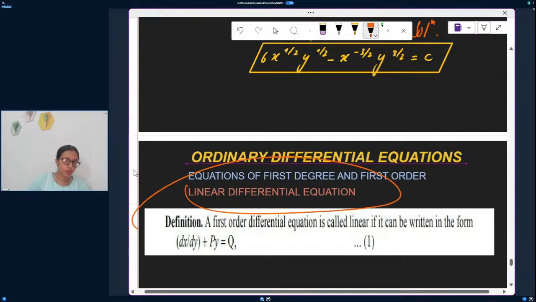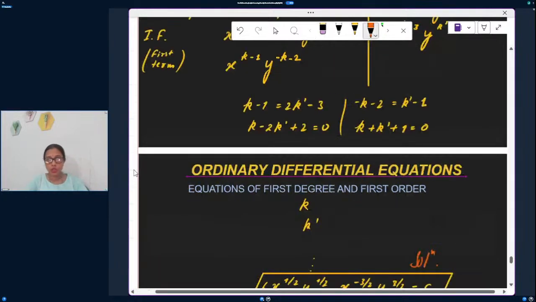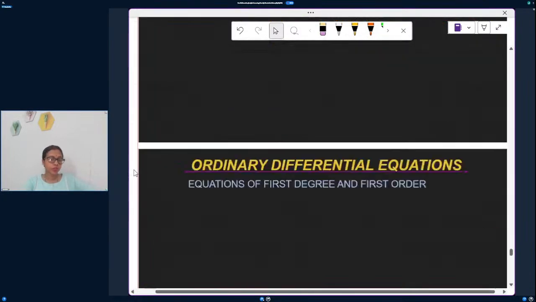Now we have the next method, method number 4. That's it for today. Please complete this.